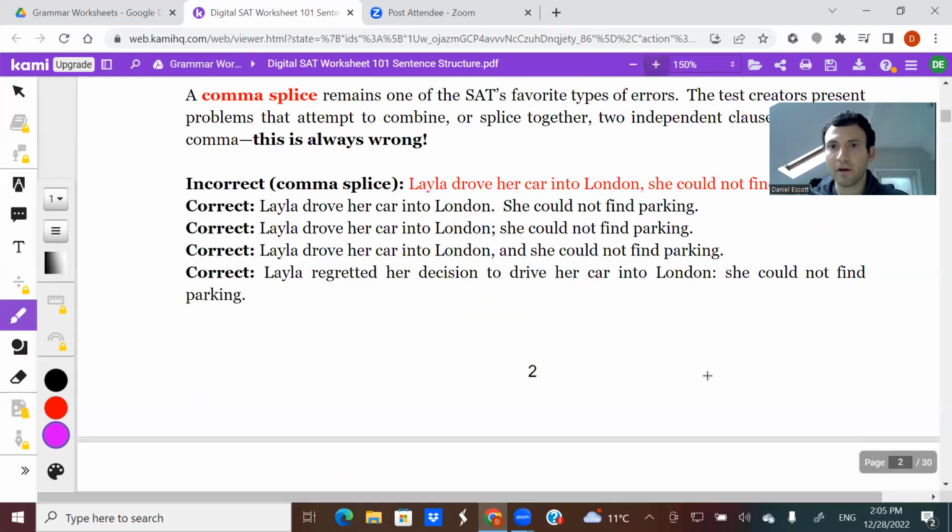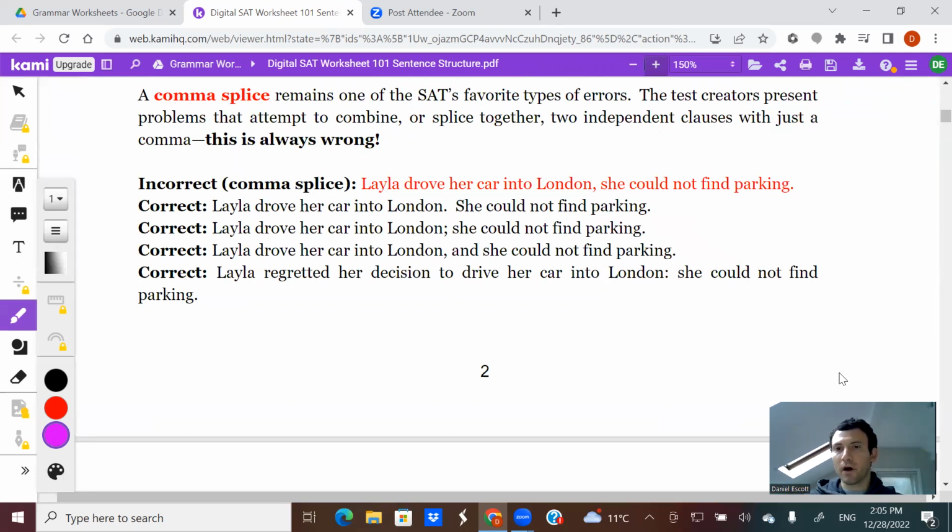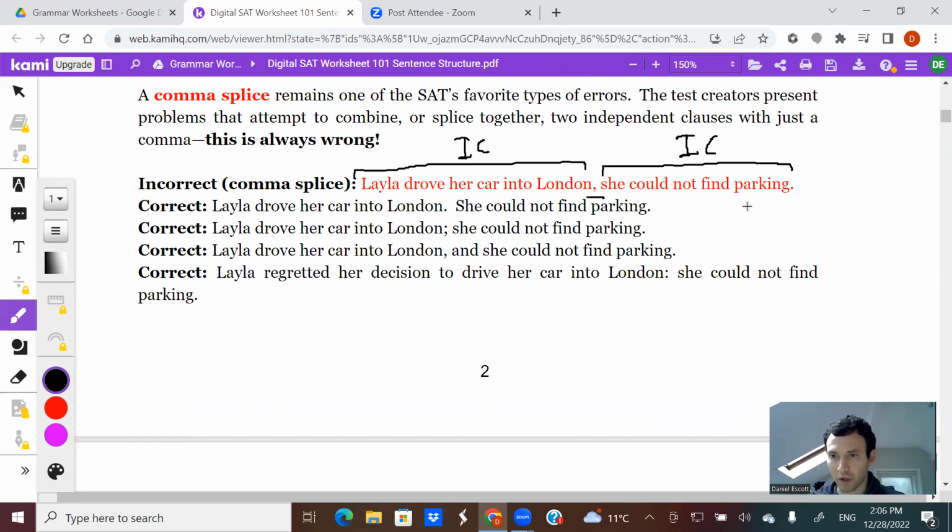So in red here, we have Layla drove her car into London. She could not find parking. So Layla is a subject, drove is a verb. Her car into London completes the idea. That's an independent clause. She is the subject, it's a subject pronoun. Could not find parking. That is subject, verb, complete idea. Two independent clauses. You cannot combine them with just a comma. That's a comma splice.